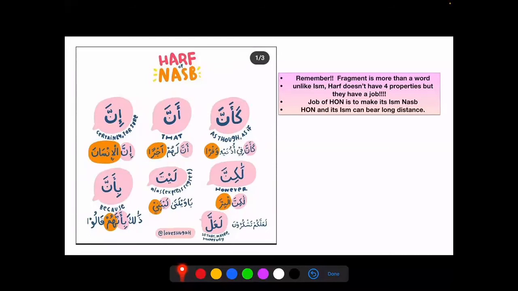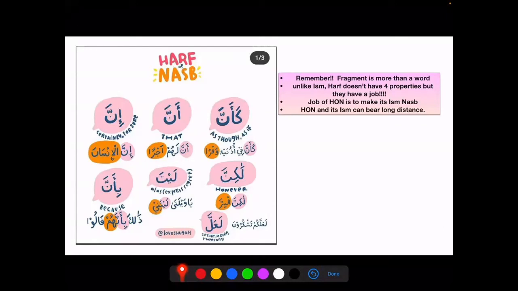So anna lahum ajran. Now ajran is nasab in status, so that is a perfect ism for anna. So anna means that lahum, for them, ajran, reward. So Allah subhanahu wa ta'ala is talking about believers, hopefully, that they have a great reward with him.